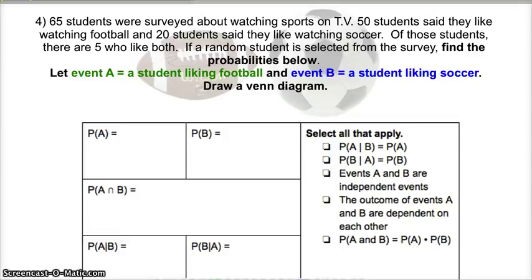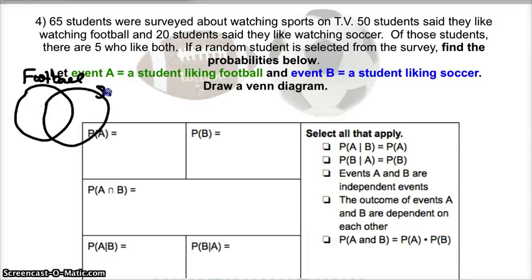First thing I'm going to do here is draw a Venn diagram. I have people who watch football, and these people are those that like soccer, and the ones in the middle like both. So there were 50 students who liked football, 20 who liked soccer, and 5 who liked both.